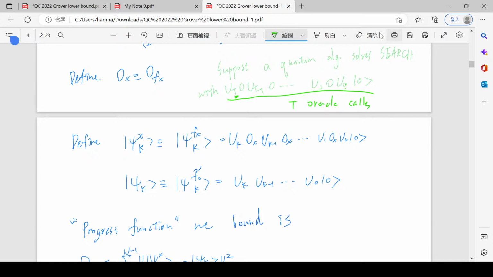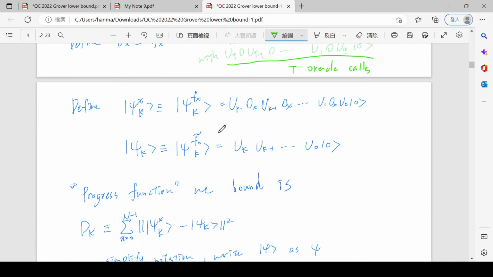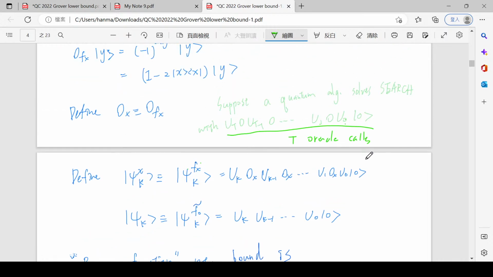Okay. And so we define our psi once again. So we have our psi f_k, that is, you run the algorithm after U_k. Remember this is a k-oracle call. So it's a state after k oracle calls, but also after the extra U_k. And so that's psi f_k.